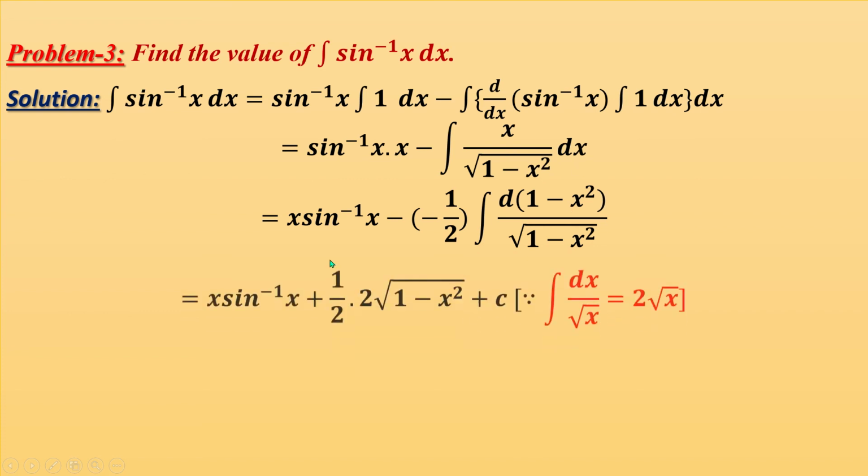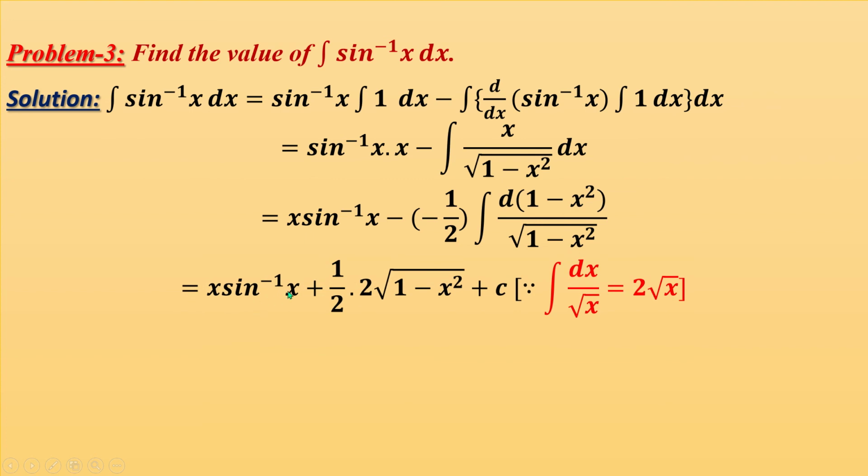Okay, now this equals, we can write x sin inverse x plus, that means minus minus plus 1 by 2 into 2 square root over 1 minus x square plus c, because dx by square root over x equals 2 root x, so this is the required answer. That means 2 cancels, we will get this. Clear?